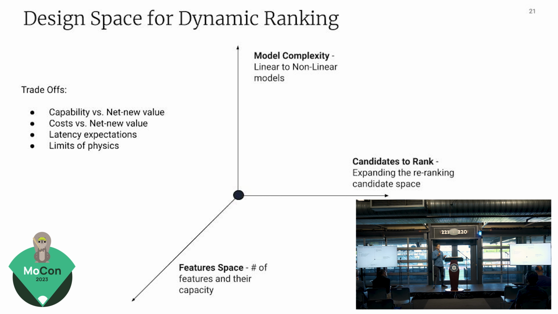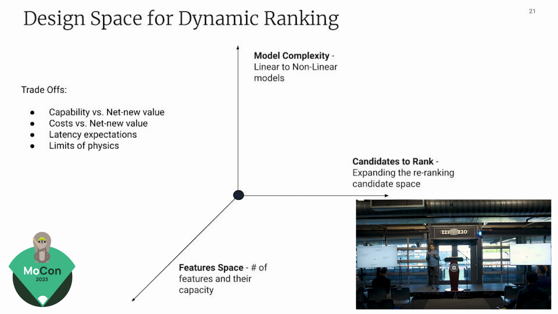But model complexity also adds cost. Linear models are really cheap, really quick. And large language models are really expensive. So that's a trade-off. The second knob is the feature space. How many features does your model need in order to do its task? Does it need 100? Does it need 1,000? Does it need 10,000?